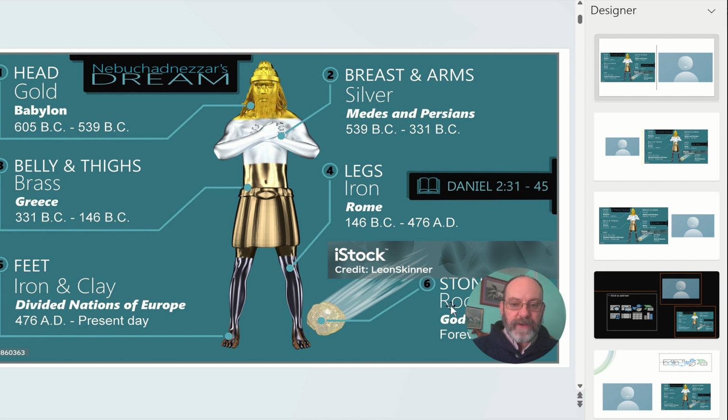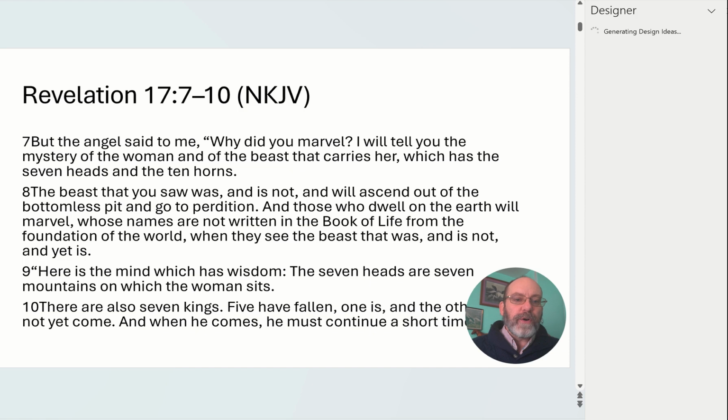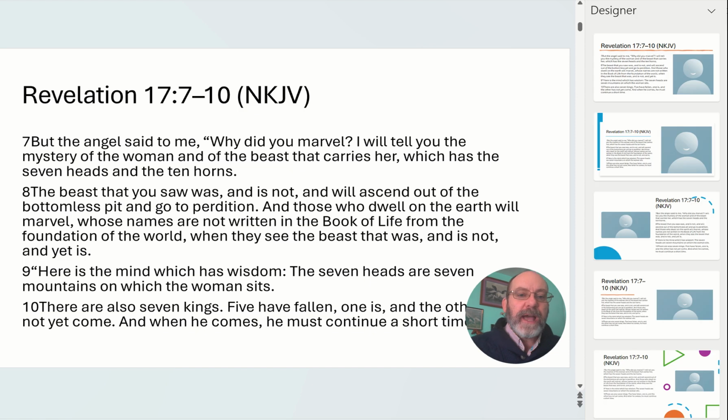Of course, we finally see that there's a stone. This is Christ's kingdom, which will wipe out all the rest of these kingdoms and establish something completely new. The other place to look at how we understand human history and governments is Revelation 17:7-10, which says, "But the angel said to me, 'Why did you marvel? I will tell you the mystery of the woman and of the beast that carries her.'"